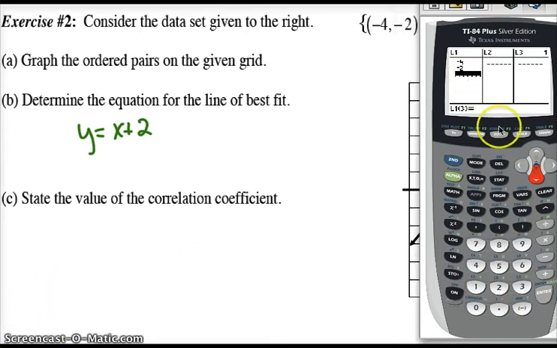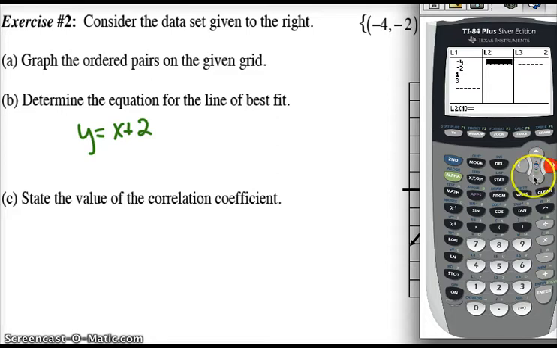Okay, so if you recall, you're just putting the X's down the left column. You hit 1, I'm down to the third one already. 1 and then 3, and you can hit down. You could also hit enter, it doesn't matter. Okay, I go back up, and I'm going to put my Y values in.